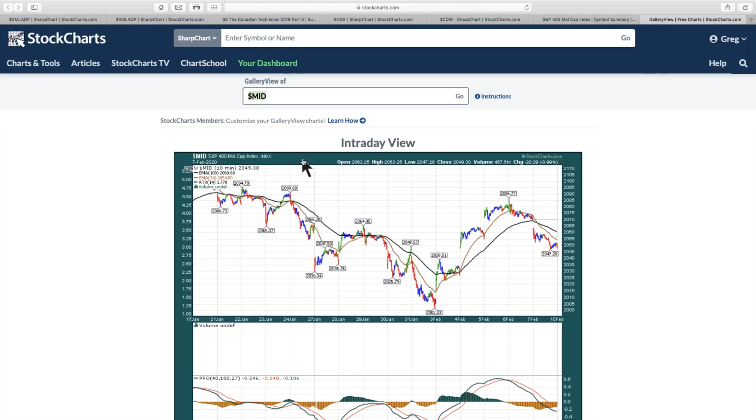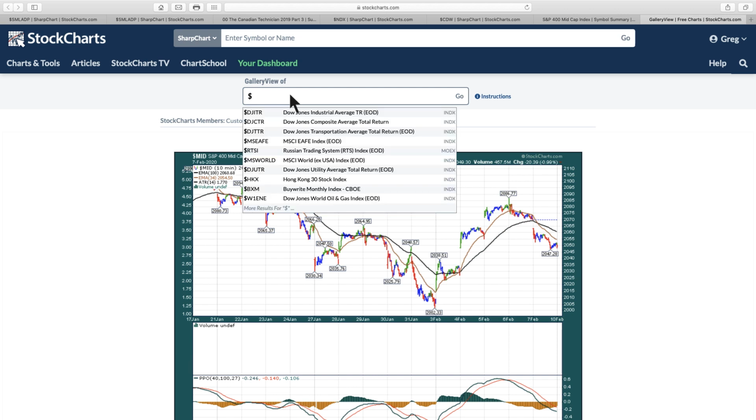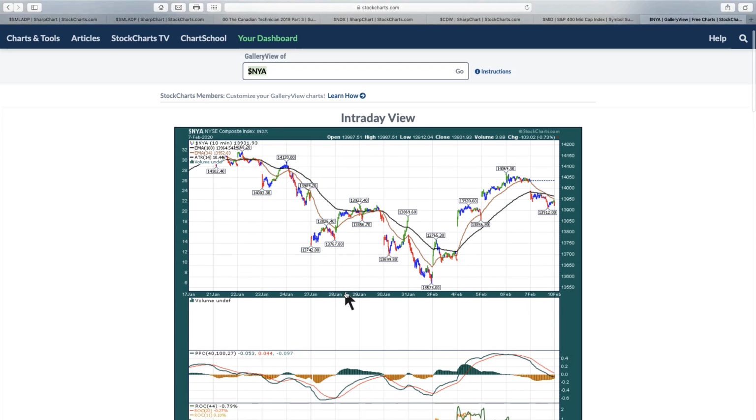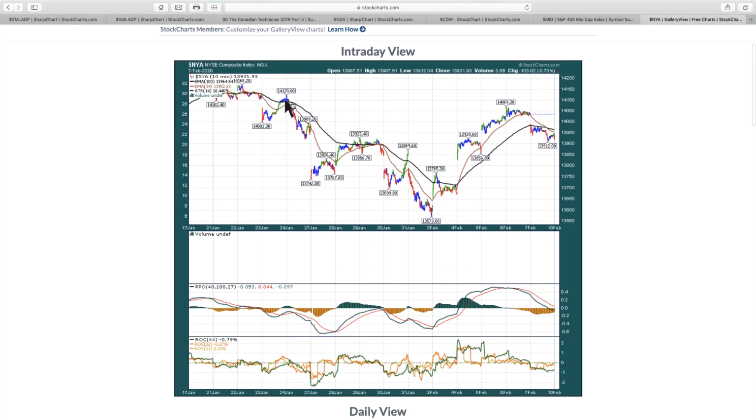So here, let's just go through a few different views. So first of all, we have the New York Composite, right? And this is just a group of all of the stocks on the New York Stock Exchange. And what we see is it was trending down, it rallied back up, and it couldn't get back above the prior high.